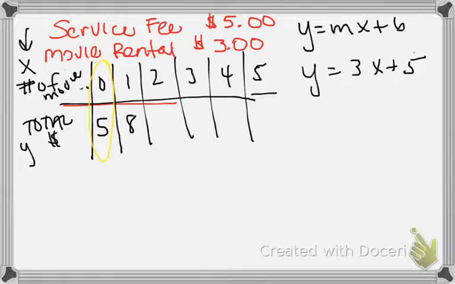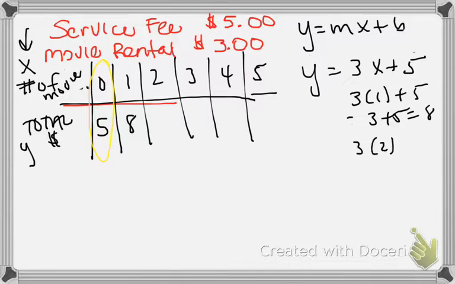I was plugging in numbers here, so we could put these in and you can see the value. I'll put 1 in here. 3 times 1 is 3, plus 5, which is 8. Then I could do 3 times 2, which is 6, plus 5 is 11. And then 3 times 3 is 9, plus 5 is 14.